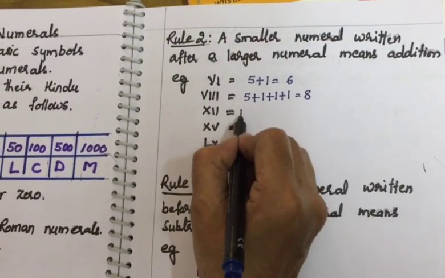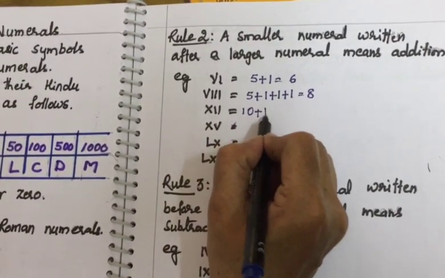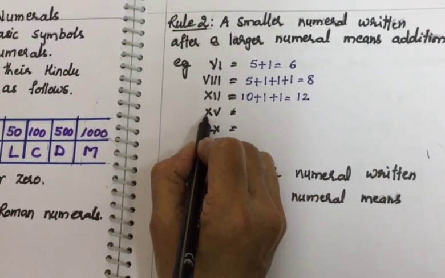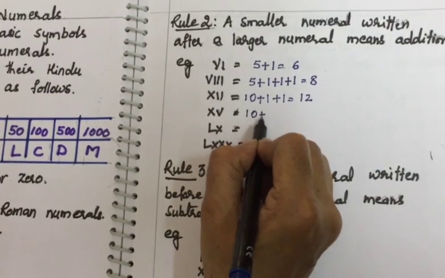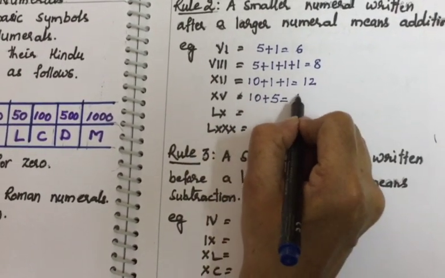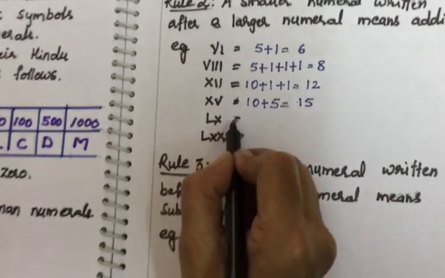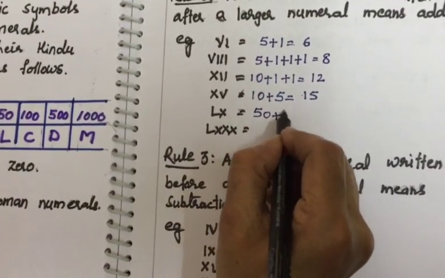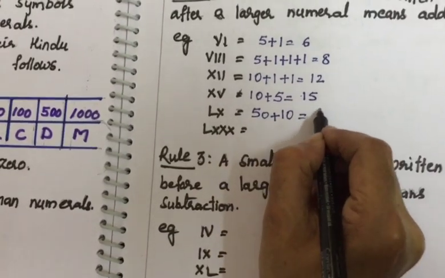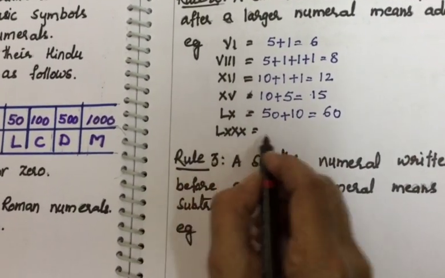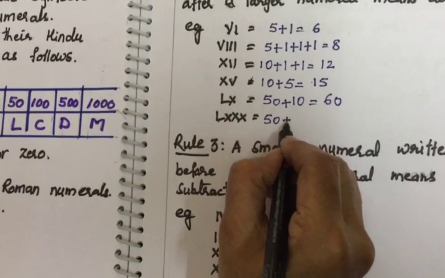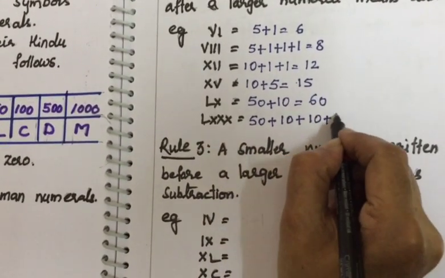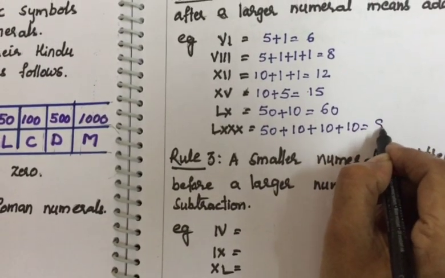Here XII means 10 plus 1 plus 1 is equal to 12. Here XV is 10 plus 5 is equal to 15. LX means 50 plus 10 is equal to 60. LXXX means 50 plus 10 plus 10 plus 10 is equal to 80.